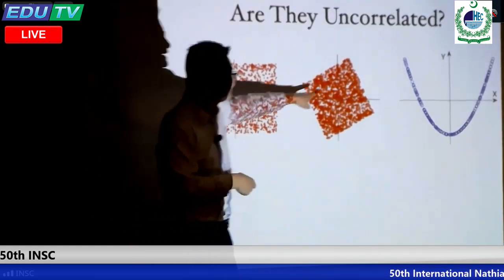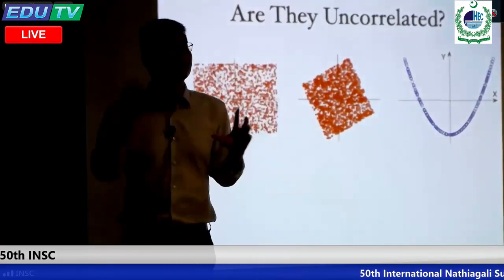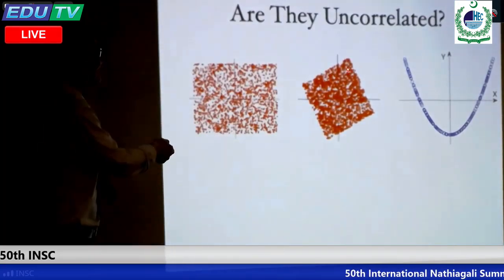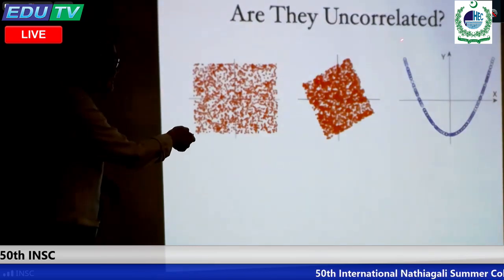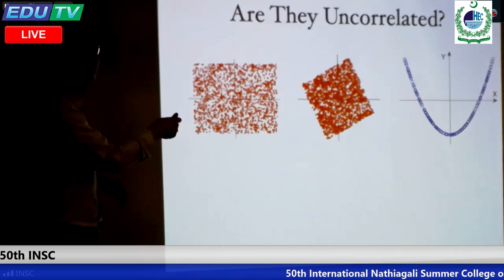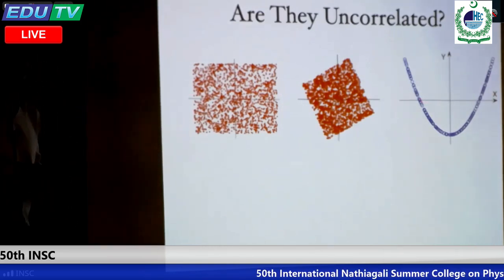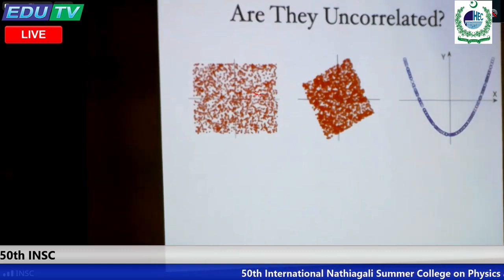Okay, are they uncorrelated? It's the same, right? Positive, negative. The product cancels out. So again, they are uncorrelated. The same thing happens here. Positive, negative, positive, negative. So the expectation of the product will be 0. Okay, across all three situations, they are uncorrelated. Are they independent?